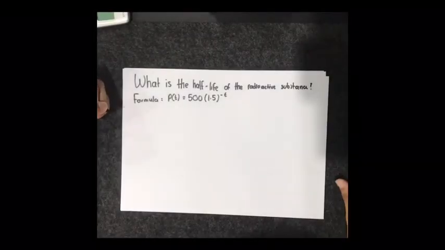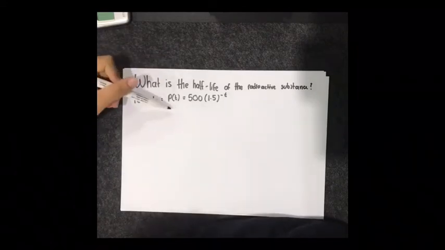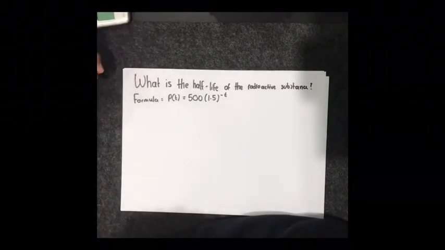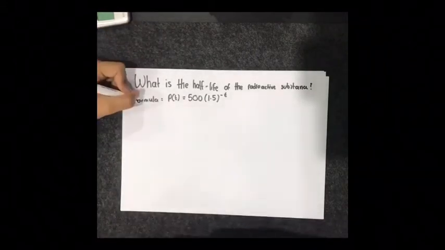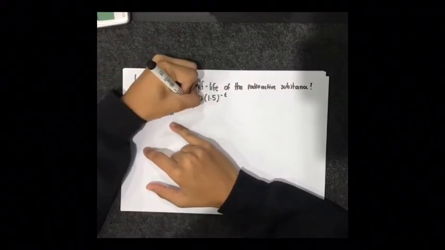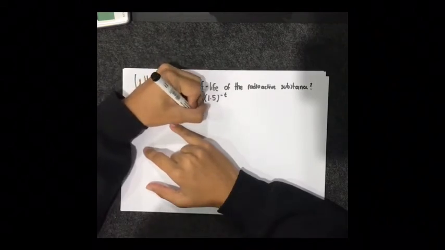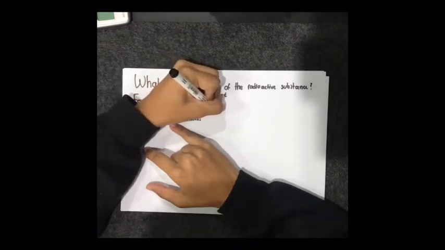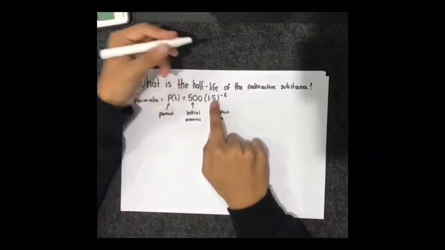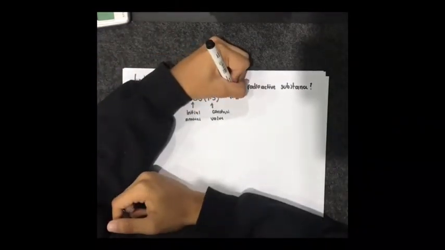So here we have a question asking the half-life of a radioactive substance. Now, this is a formula given for this specific substance. P(t) equals 500(1.5)^(-t). Okay, so let me break this down for you first. This is the percent. This is the initial amount. This is the constant value. Now remember, this constant value is for the specific substance only, okay? And now this is the half-life.